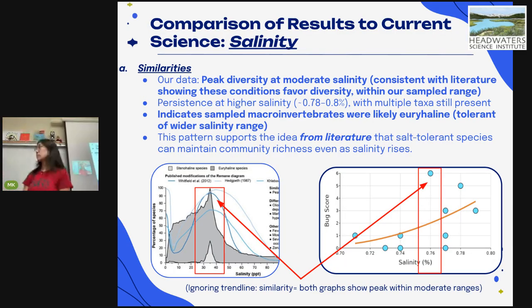And to connect the results to current science, we can see a similarity here from our data where there is a peak in diversity at a moderate level of salinity, and that also shows the same on the graph to the left.